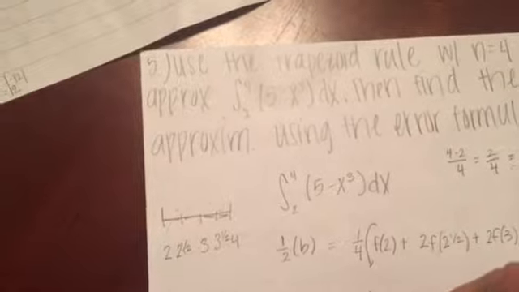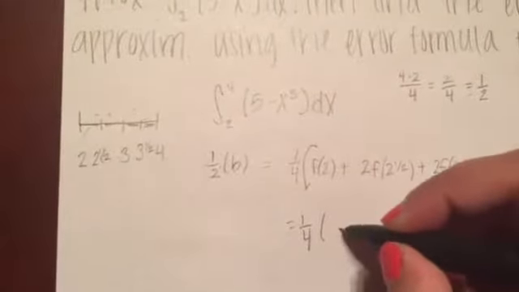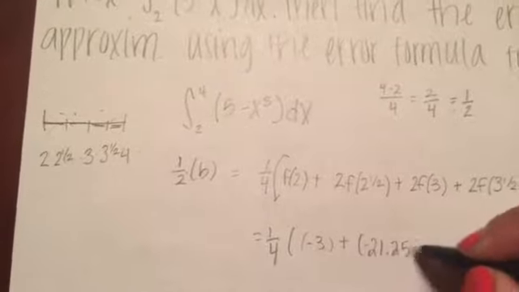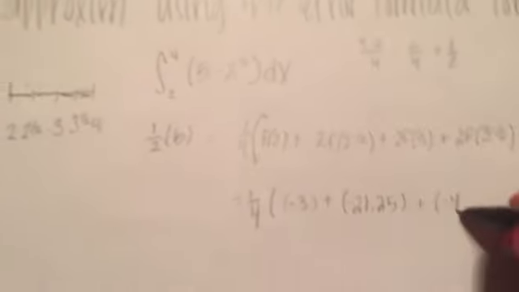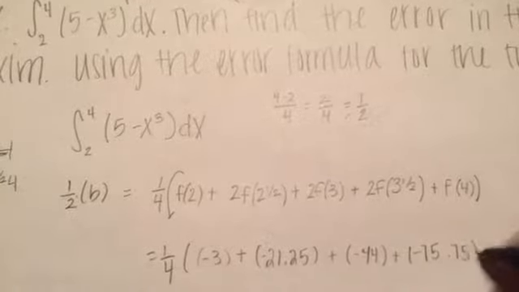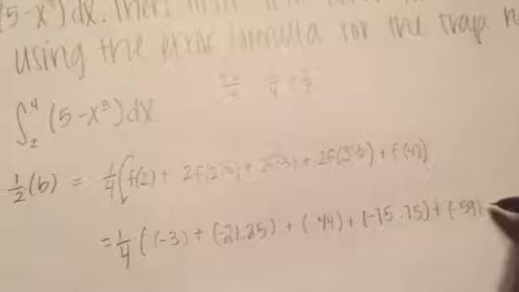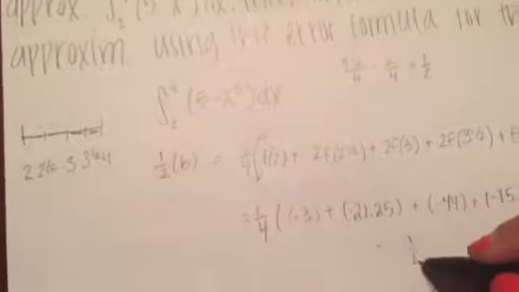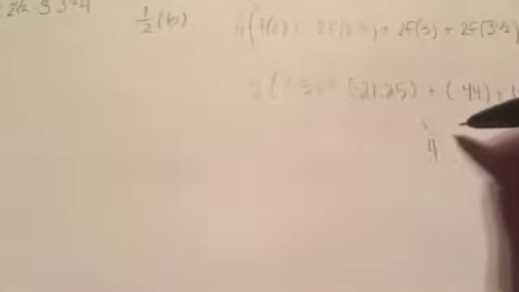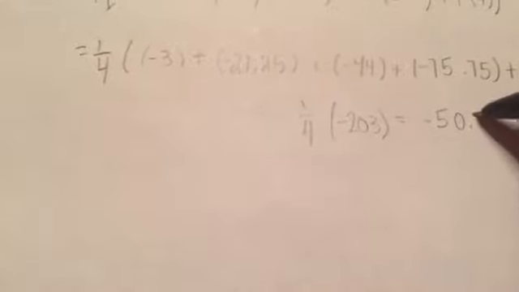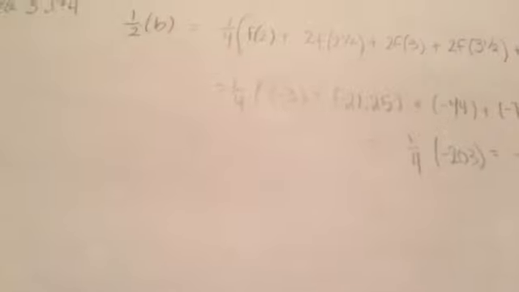So when we plug all of these values into the calculator, we are going to get -3 plus -21.25 plus -44 plus -75.75 plus -59. So add all of these up, and we are going to get -203. And then when we multiply this out, we're going to get -50.75. So this is the area.